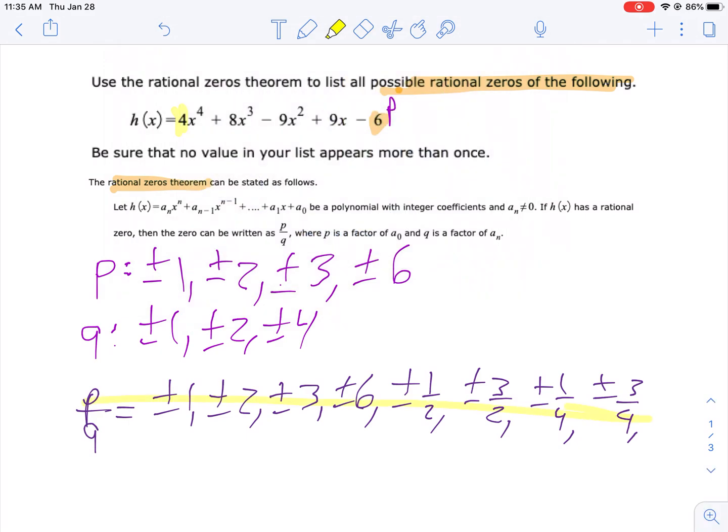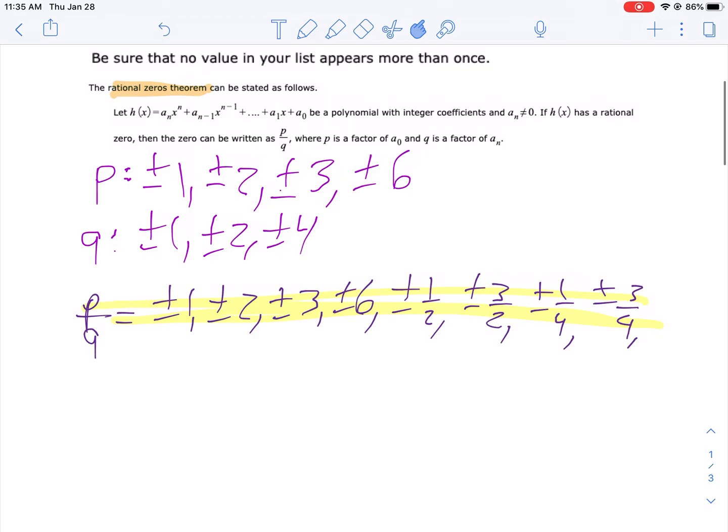So P over Q. You should have listed them all out. Plus or minus 1, plus or minus 2, plus or minus 3, plus or minus 6, plus or minus 1/2, plus or minus 3/2, plus or minus 1/4, plus or minus 3/4. And 30 or 40 years ago, when I was in high school, we'd have to take synthetic division. We'd have to try each one of these to see if it worked. It's kind of a pain. Luckily for you, you don't have to do that.